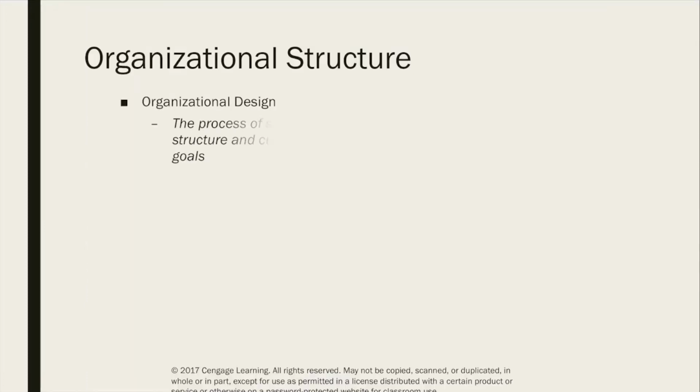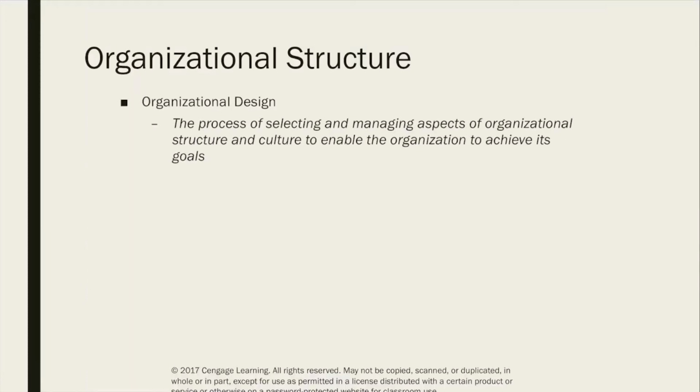Now, what do we mean by organizational design? Well, as you can see here on the slide, organizational design is the process of selecting and managing aspects of organizational structure and culture to enable the organization to achieve its goals. So you're looking at both structure and culture so that the organization can do what it's supposed to be doing.